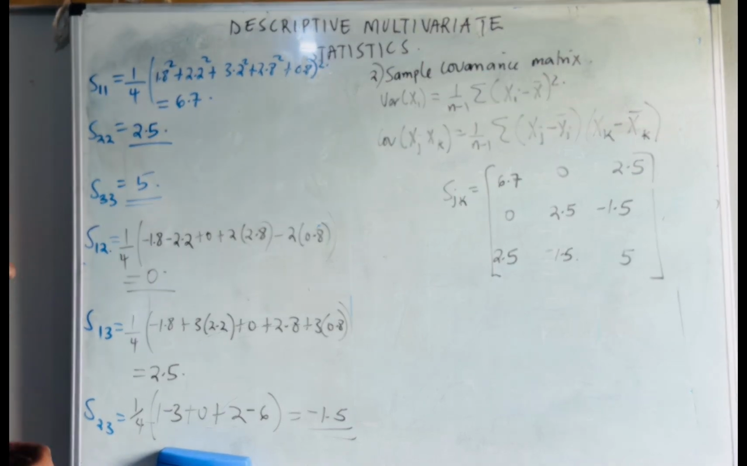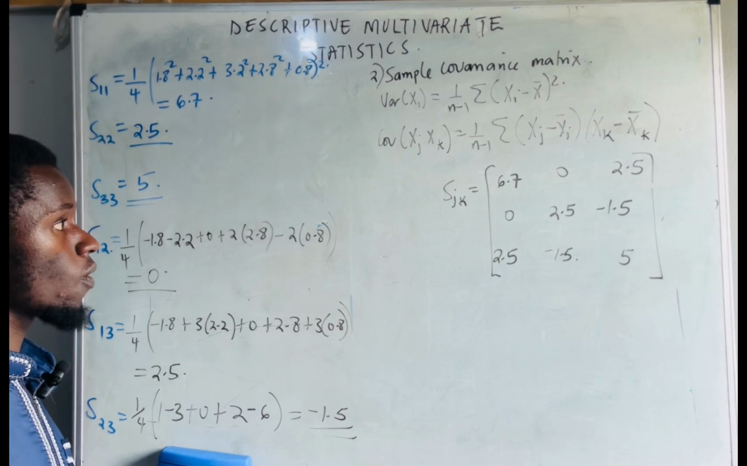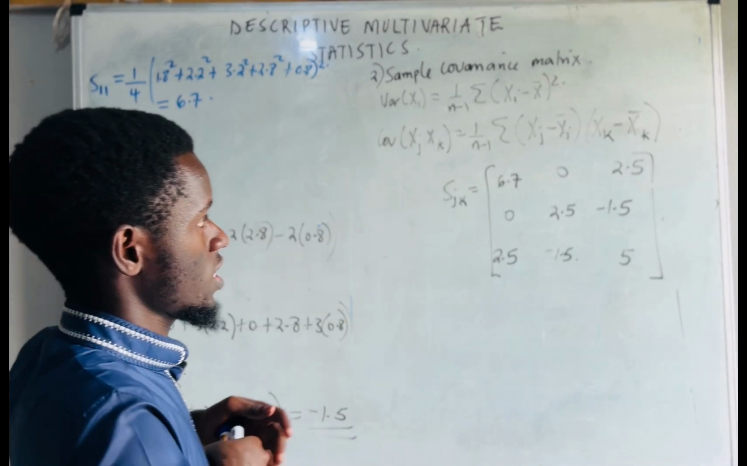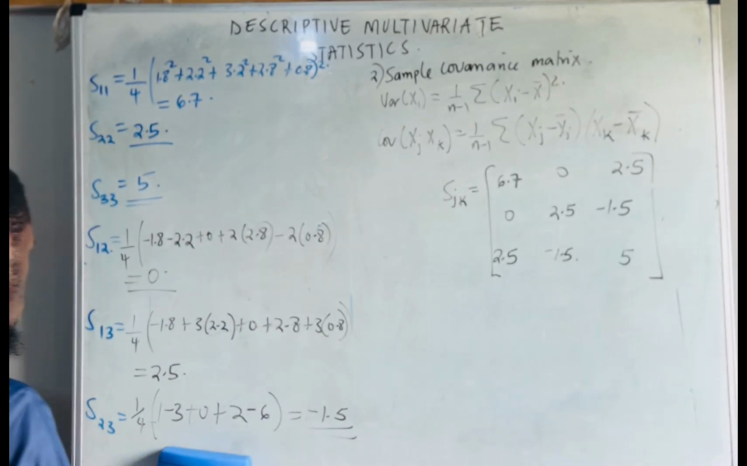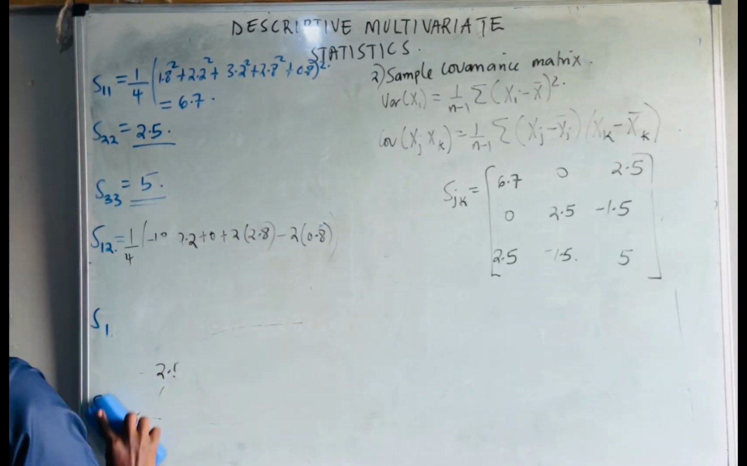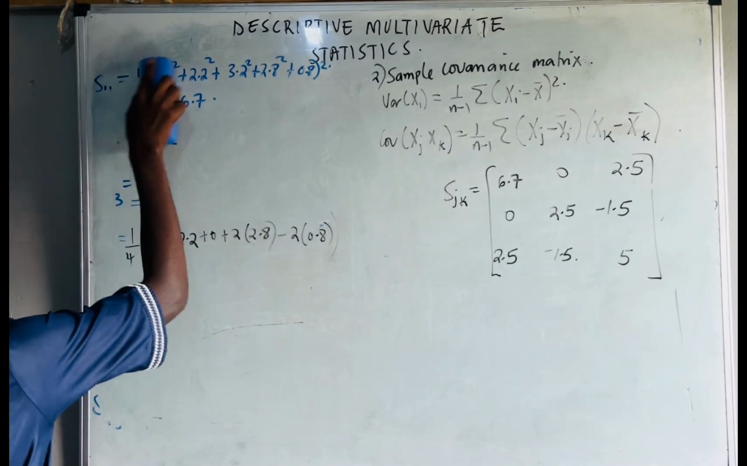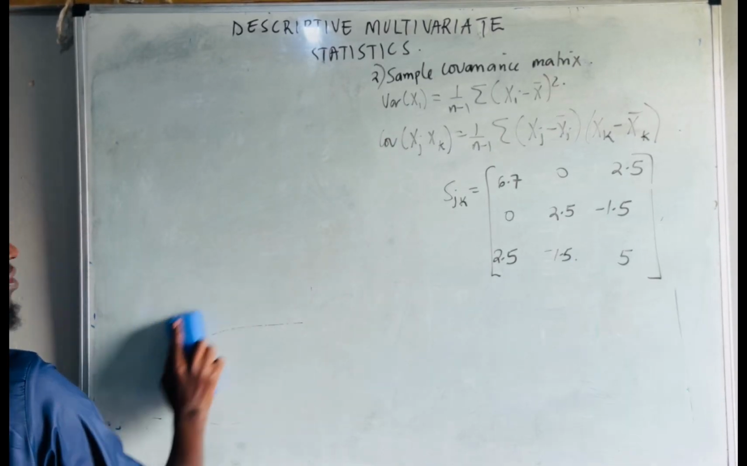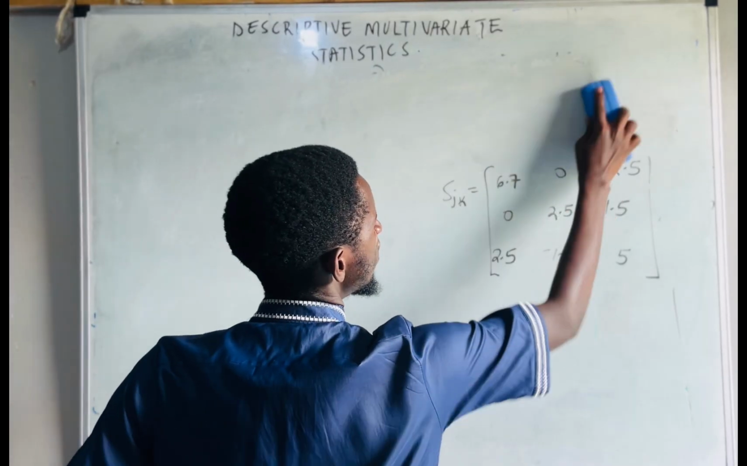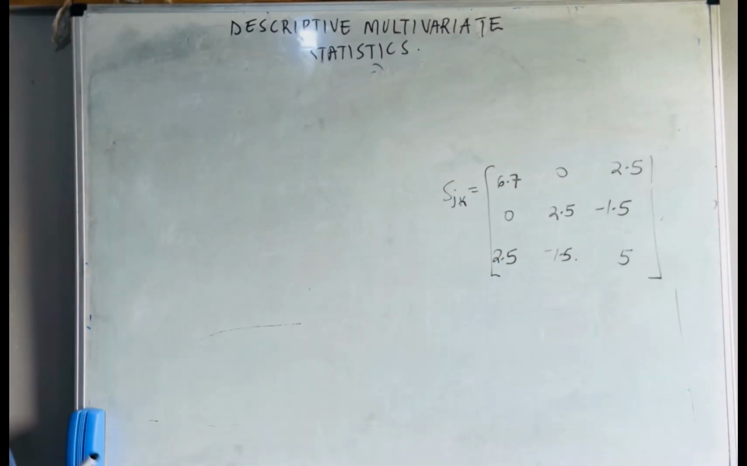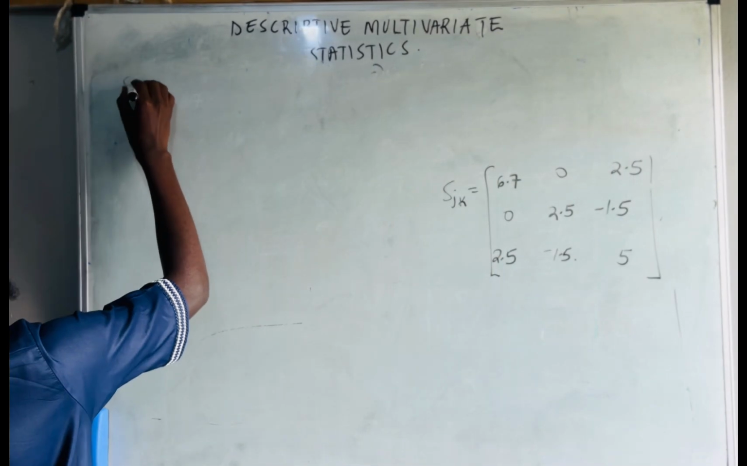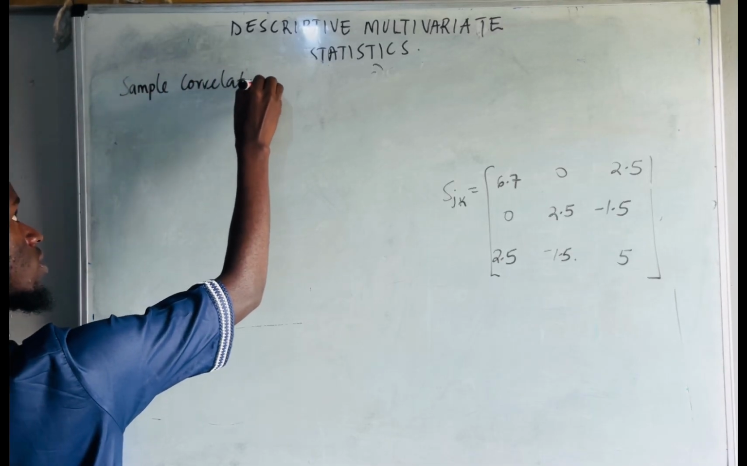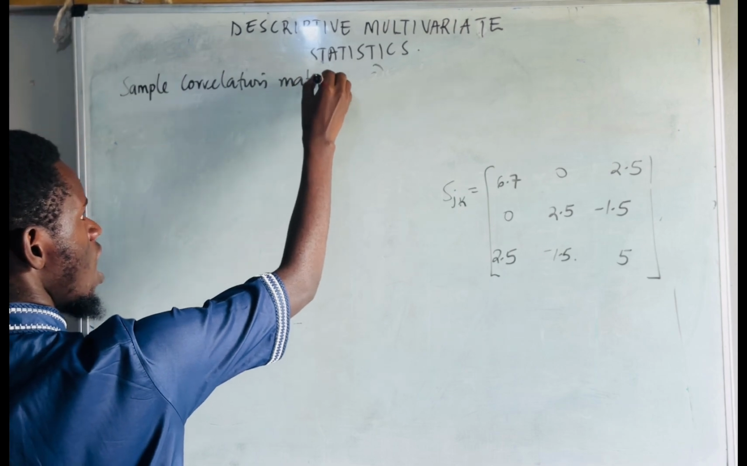Yes, members, I think we can go ahead and see how we finish up our question with the last part of it. Our last part is telling us to find the sample correlation matrix. How do you find the sample correlation matrix?